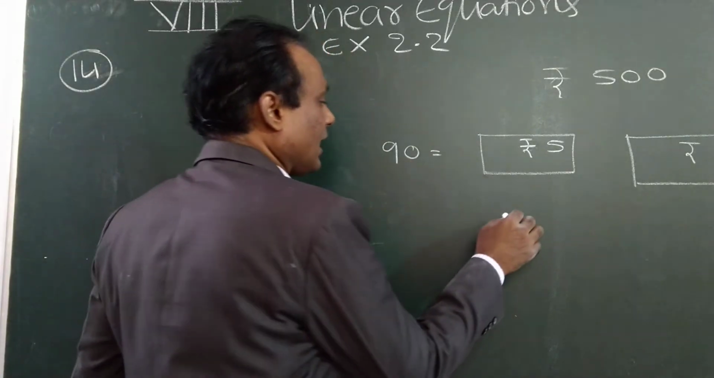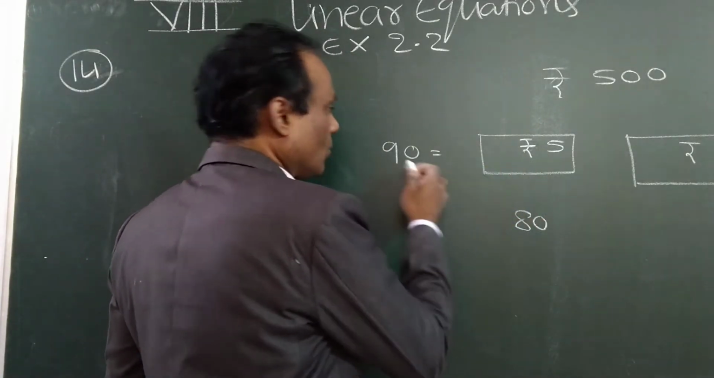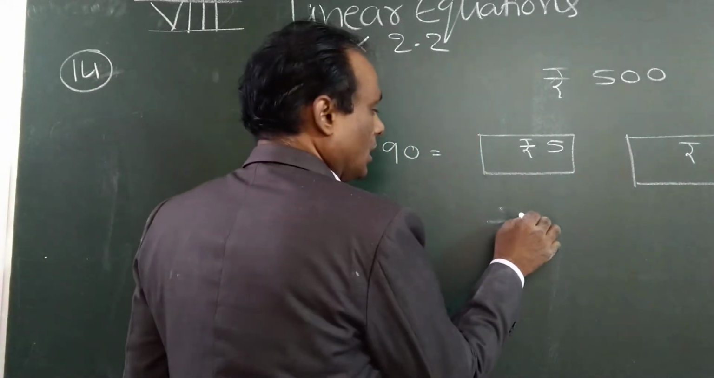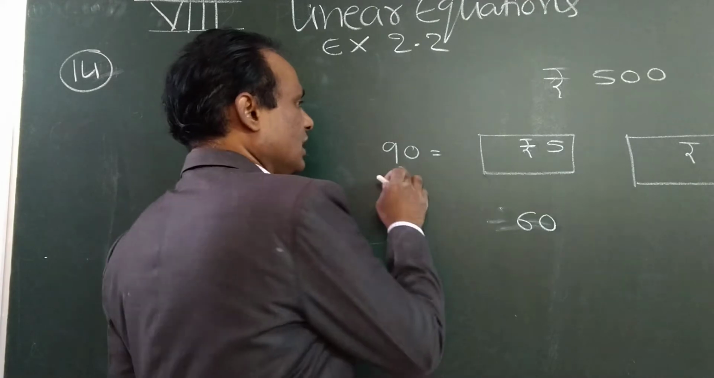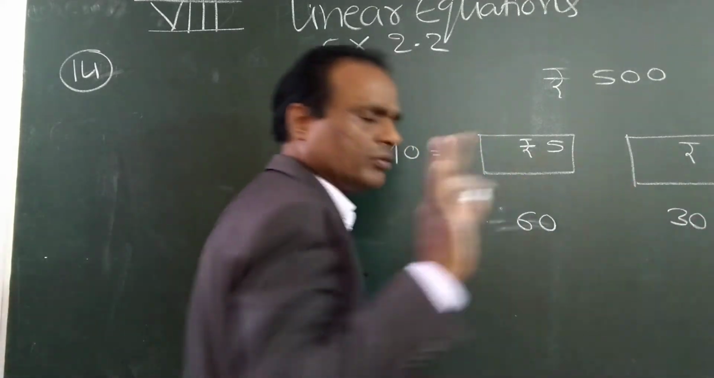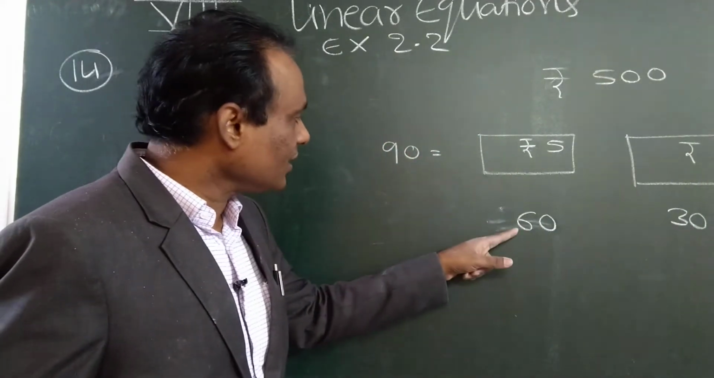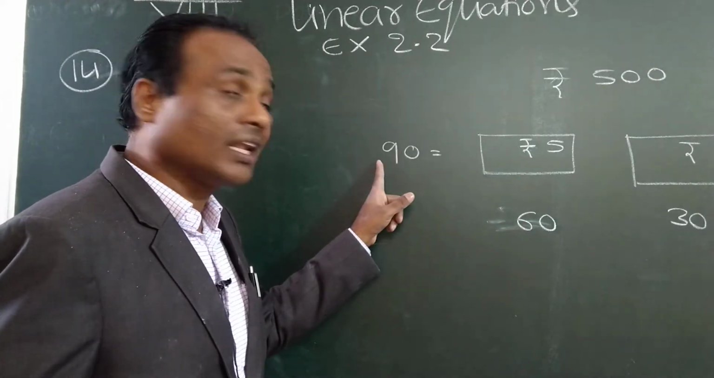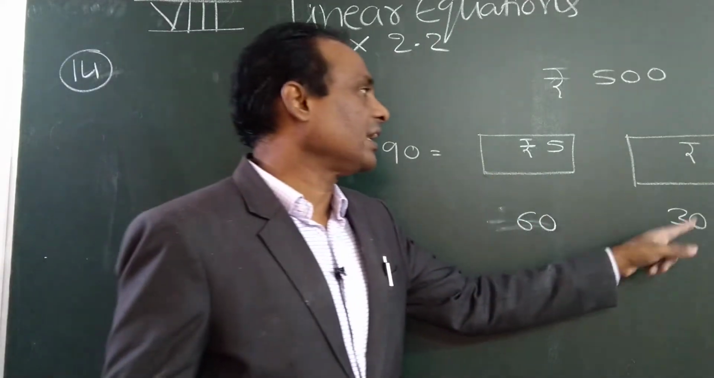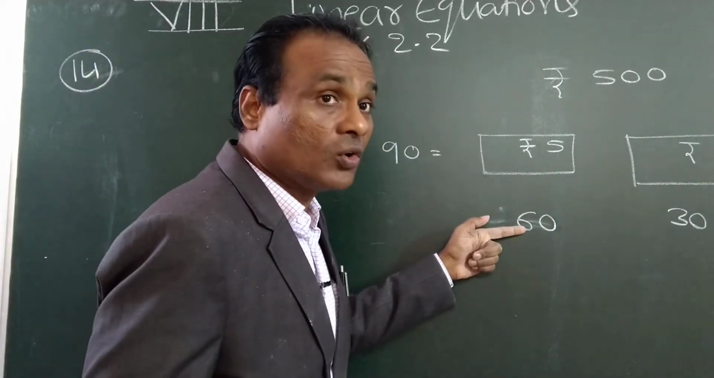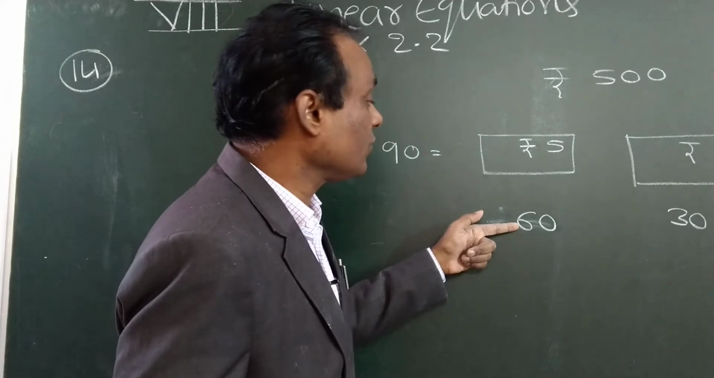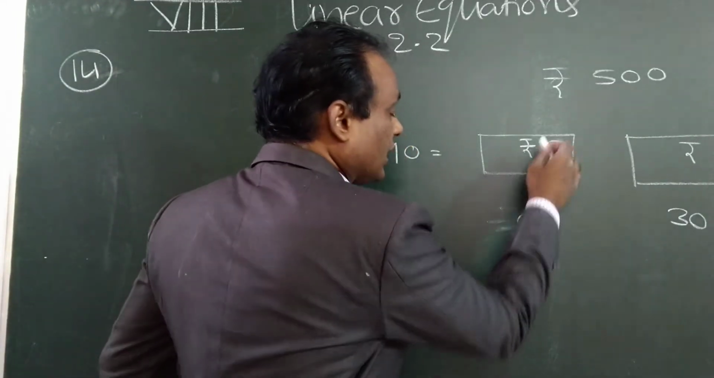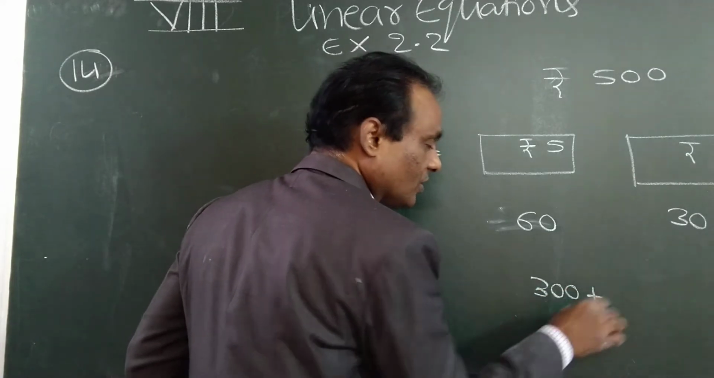Suppose we have, for example, 60 5 rupee notes and 30 10 rupee notes. If 60 5 rupee notes, then the remaining total notes will be 90, so 30 10 rupee notes. So 60 5 rupee notes means what is the cost? 60 notes, each 5 rupees, so total 60 into 5, 300 rupees.